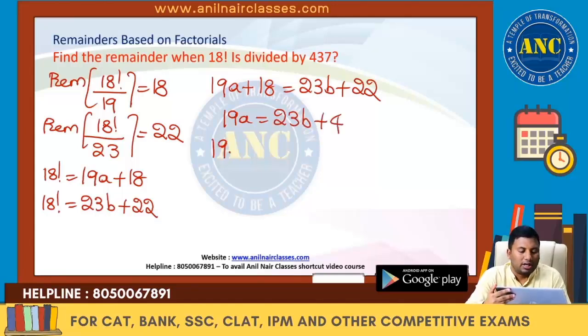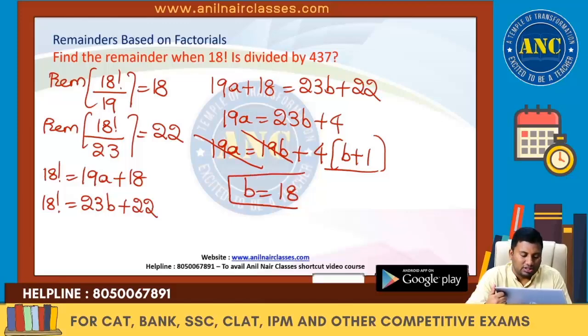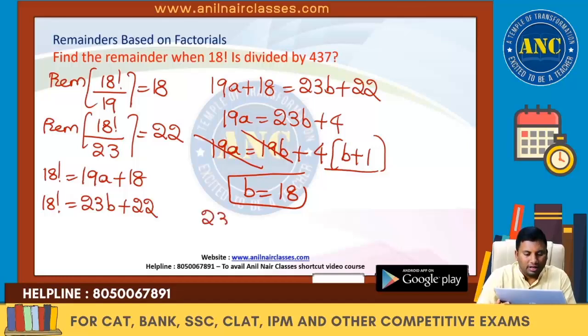This is nothing but 19a equals 19b plus 4 into (b plus 1). The left side is divisible by 19, 19b is divisible by 19, so 4 into (b plus 1) must be divisible by 19. 4 is not divisible by 19, so b plus 1 is divisible by 19 and the b value is 18. If b is 18, the answer is 23 into 18 plus 22, divided by 19.